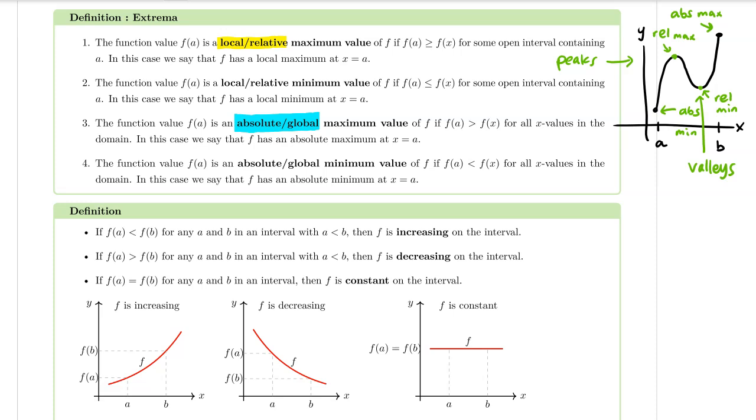We have increasing, decreasing, and constant. Those are pretty intuitive. We always want to remember when we're reading the graph of a function, we read from left to right on the x-axis. So if a function is going upwards as we go from left to right, then it is an increasing function. If it goes downwards from left to right, then it is a decreasing function. And then if it is a horizontal line, we think of it as a constant function.